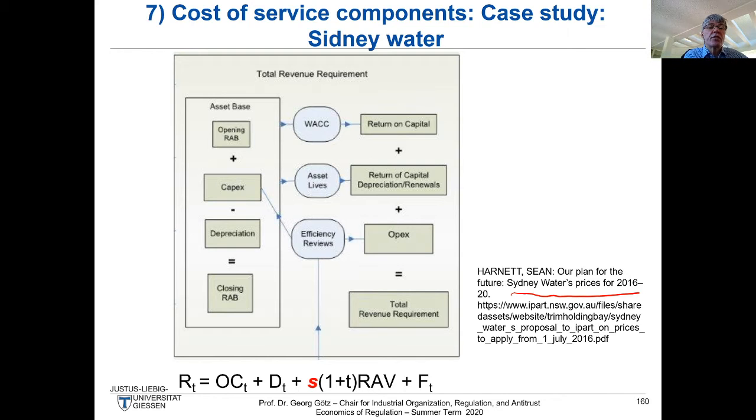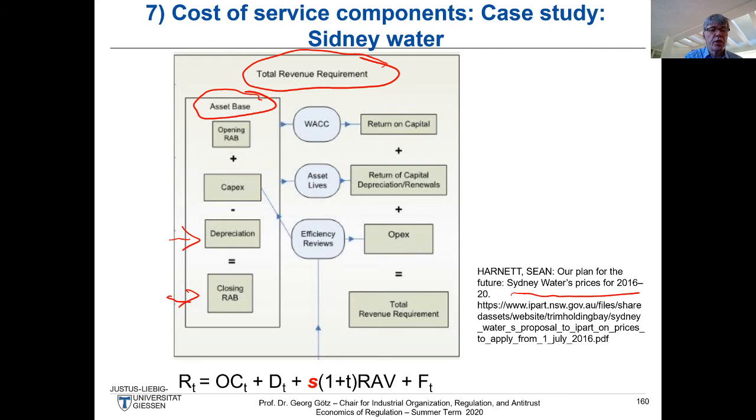It starts with calculating the total revenue requirement, and the very important first ingredient is this asset base, the value of the regulatory assets. So you start with some asset base in year, say, 2015. You make some capex, some capital expenditures, some investments. You also face depreciation. We will get back to what that is in more detail, but I briefly explained it already. And then you get what you have at the end of the year.